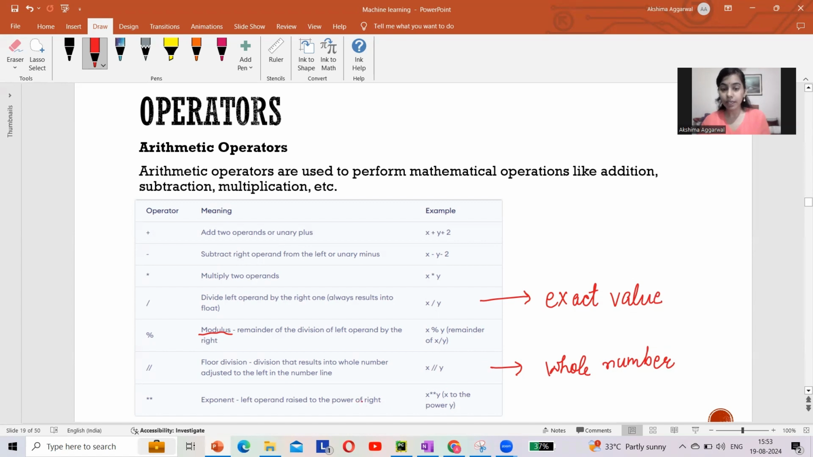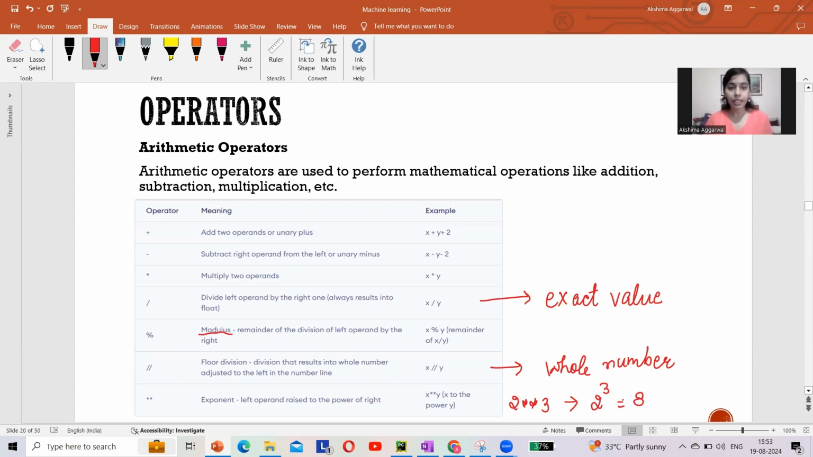Next is exponent. Exponent is the power. For example, if we are writing 2 exponent 3, what does that mean? 2 raised to power 3, which means 8. So 8 is the value.